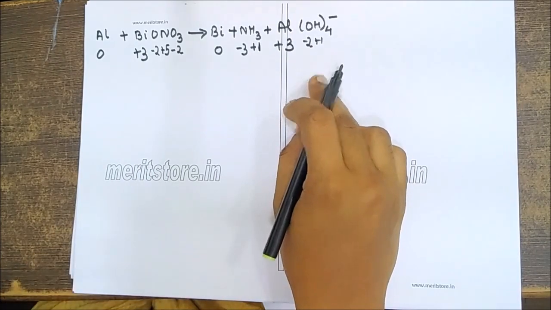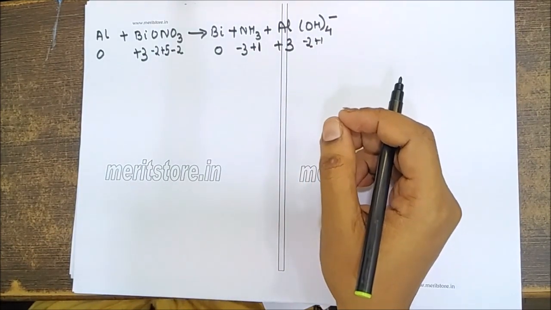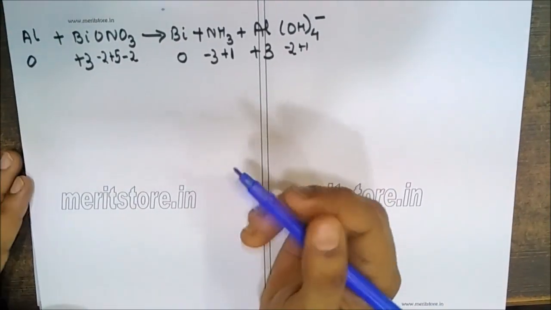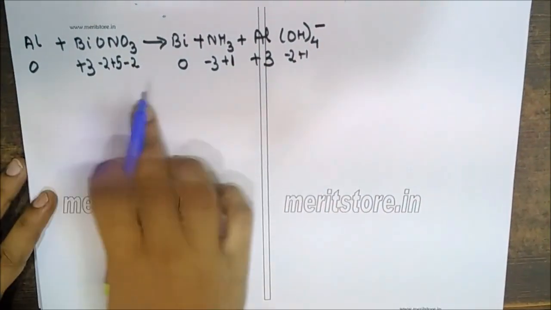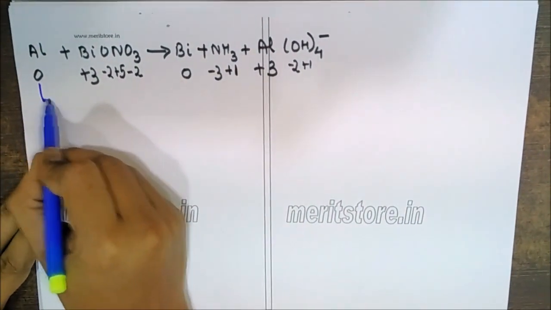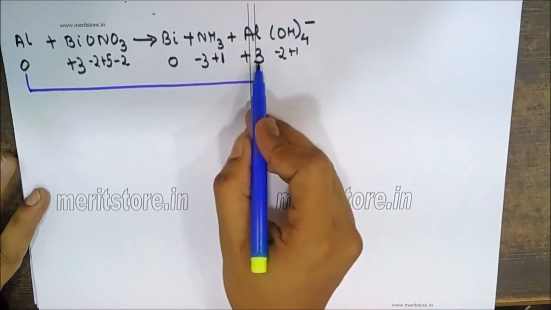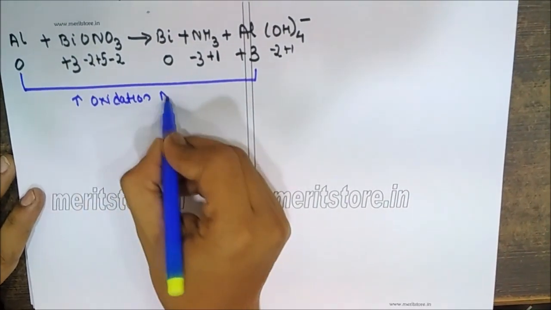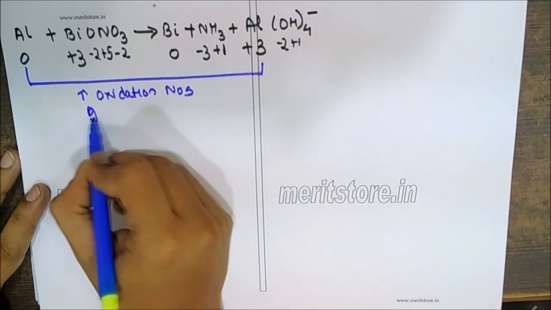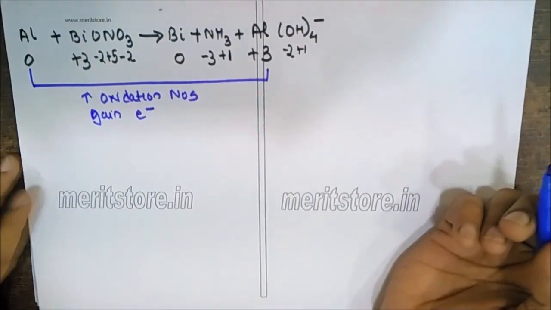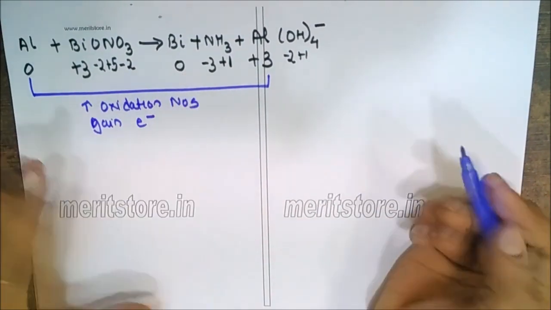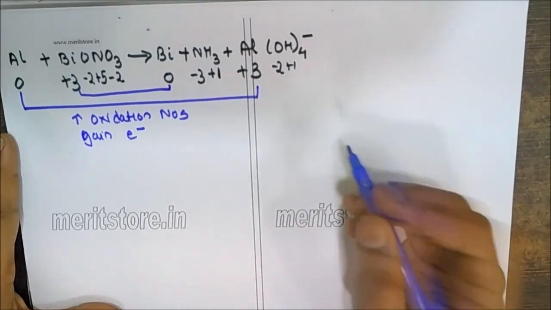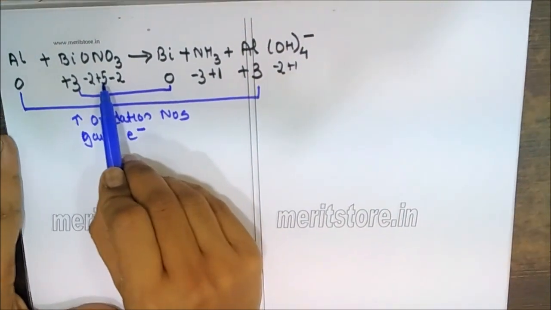After assigning the oxidation number to each atom, we have to now find out which are the atoms which have undergone increase or decrease in oxidation number. Okay, so now let's find out which atoms have undergone increase or decrease in oxidation number. So look at Al. From 0 it has become plus 3. That means there is increase in oxidation number, which means it has lost electrons. Look at Bi. What is happening in Bi? From 3 it is coming to 0. And as well, look at N. N is also decreased.